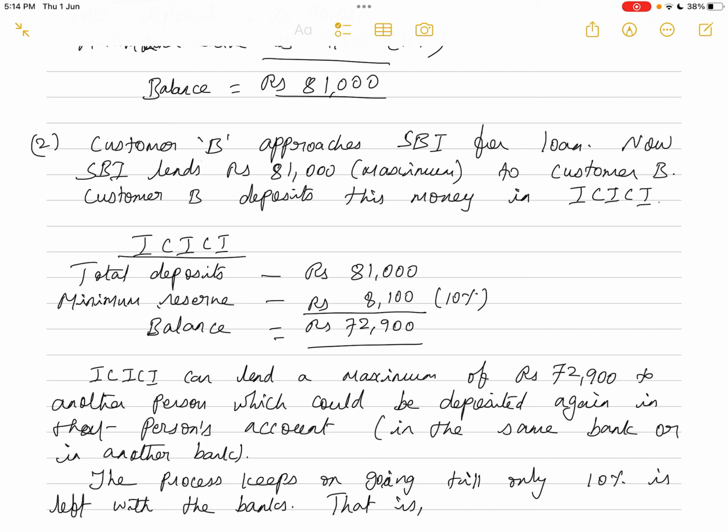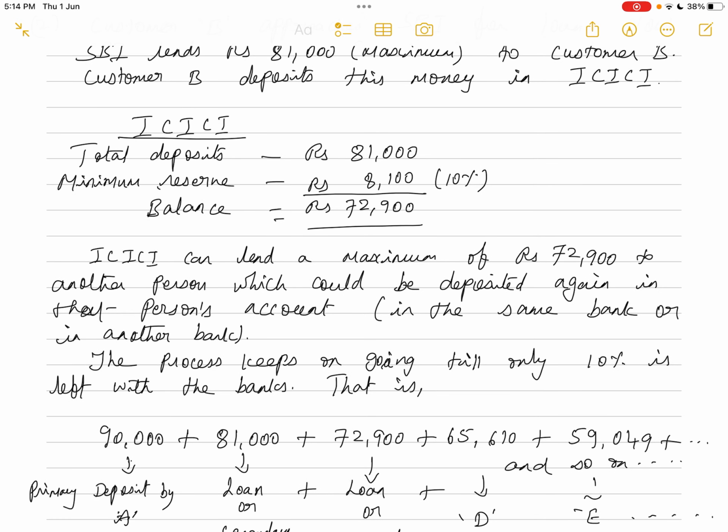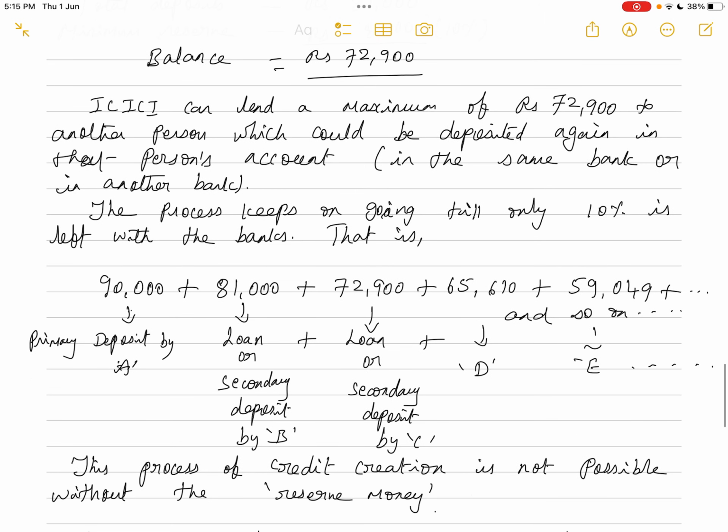Again, as per the rules, ICICI has to keep a minimum reserve of 10%, that is 8,100. Then the remaining 72,900 ICICI can lend to another customer. So now ICICI can lend a maximum of rupees 72,900 to another person, which again could be deposited in that person's account, maybe in the same bank, or in another bank, say Indian Bank. Like that the process keeps on going till only 10% is left with the banks. Once 10% is reached, the banks can no longer extend the loans.